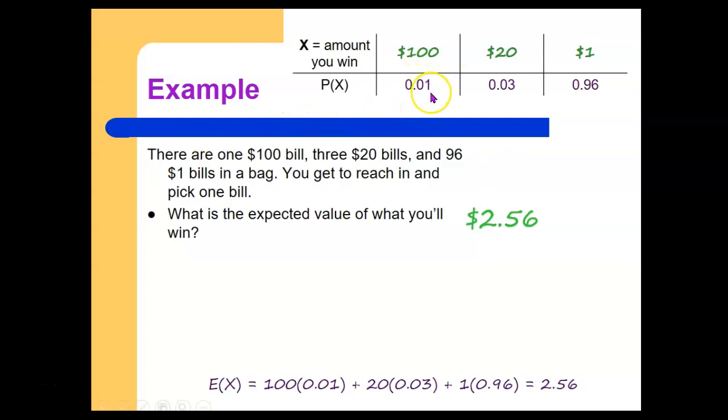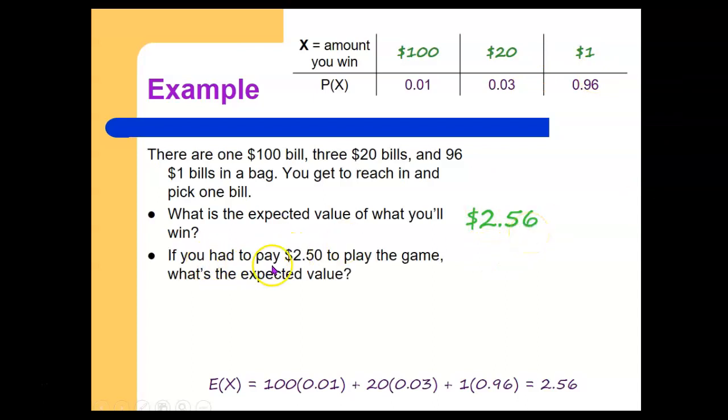If you play this game over and over and over again, same bag of money each time, or you get a whole bunch of different people playing it over and over, the average amount that they win per game is $2.56. And if you had to pay $2.50 to play the game, then the expected value would be the $2.56 that you win back minus the $2.50 that you had to pay. So that comes out to be positive 0.06.